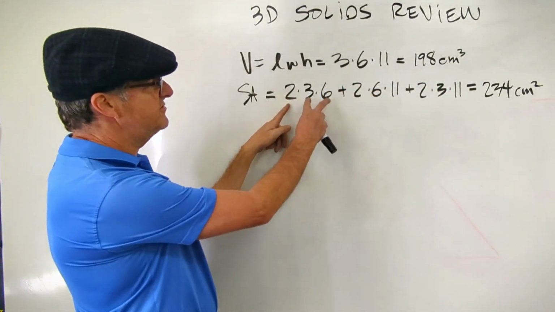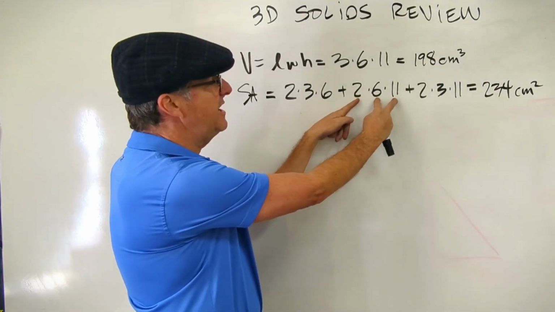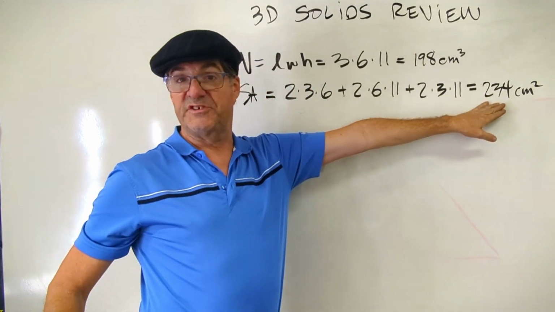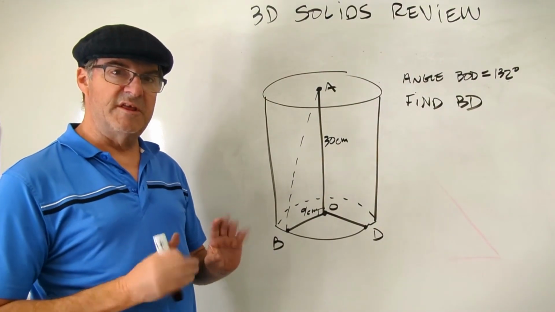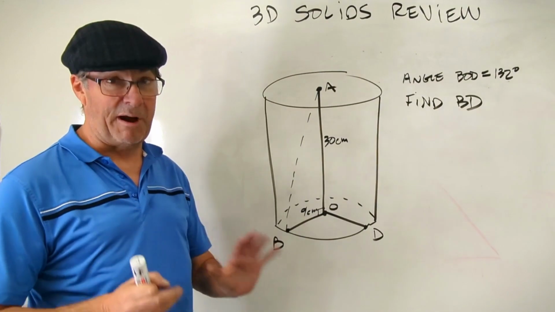You have 2 times the face that's 3 by 6, plus 2 times the face that's 6 by 11, plus 2 times the face that's 3 by 11, and I get 234 centimeters. So you want to give that a practice. Right, I want to do another one of those nitpicky calculate something inside a 3-dimensional solid problems.